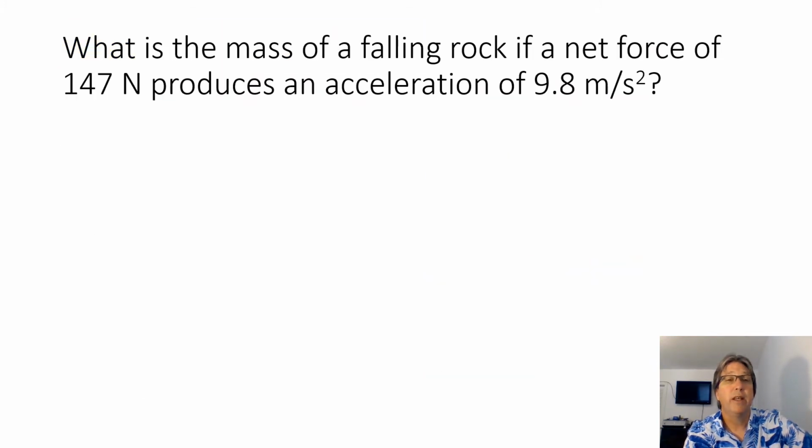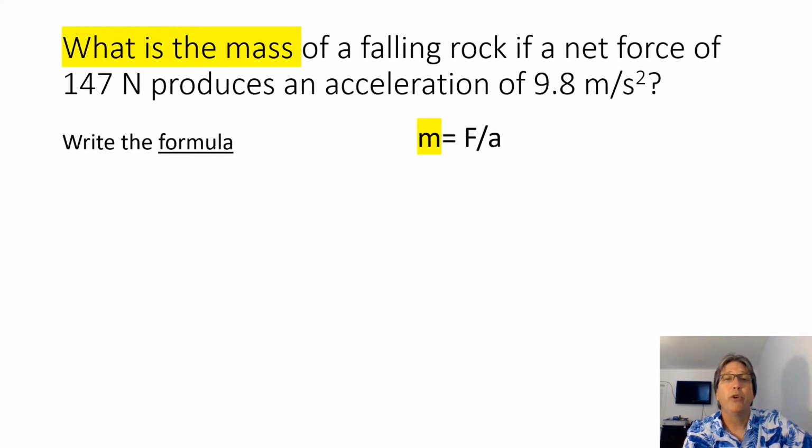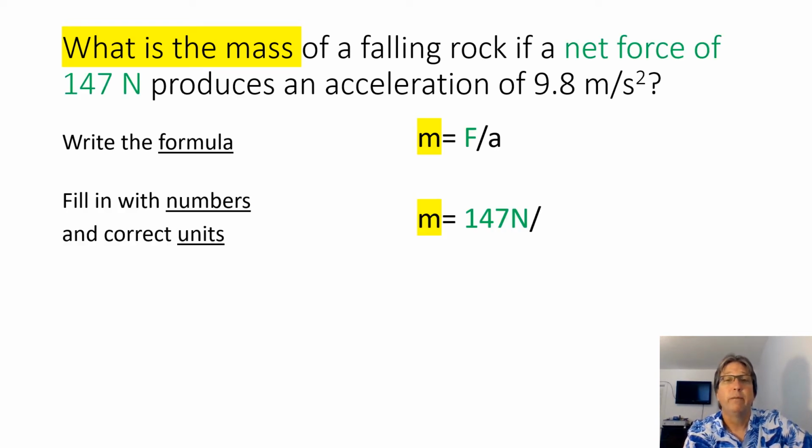Now let's look at the second question. What's the mass of a falling rock if a net force of 147 newtons produces an acceleration of 9.8 meters per second squared? So this time we're trying to find mass. This means we have to write the formula m equals F over a because we're finding mass. So we've got to start with that m.